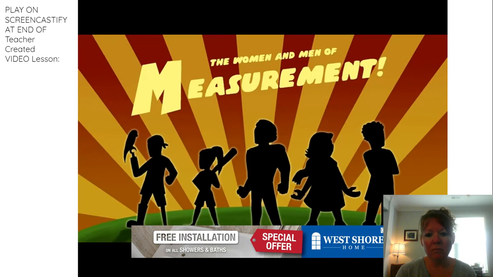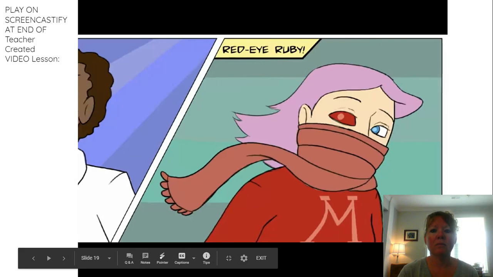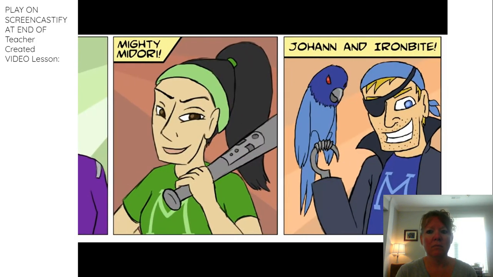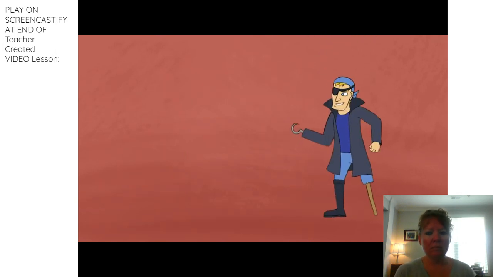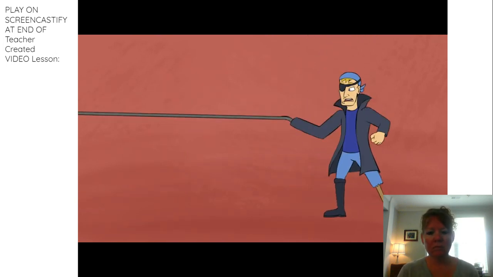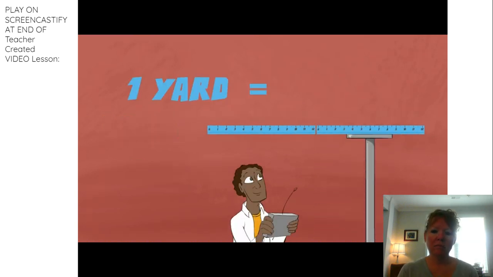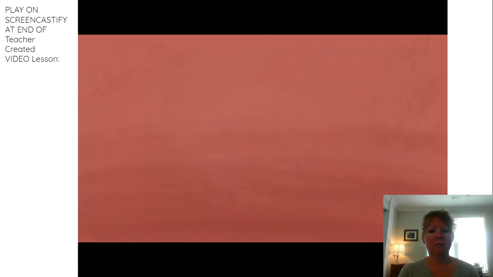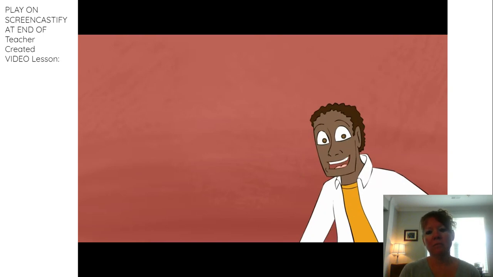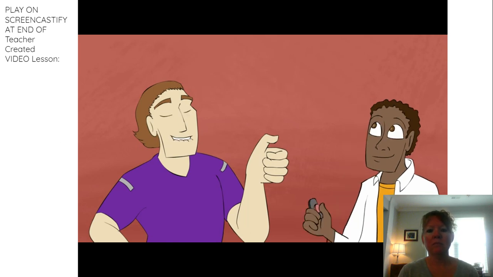We are the women and men of measurement. If there's a distance, we find the length of it. We know we can always put 12 inches inside a foot, and 1 yard just won't be complete if it does not contain 3 feet. 1 inch is what you got if you're looking at the top of a bottle of pop. On your thumb is about 1 inch from your knuckle to your fingertip.